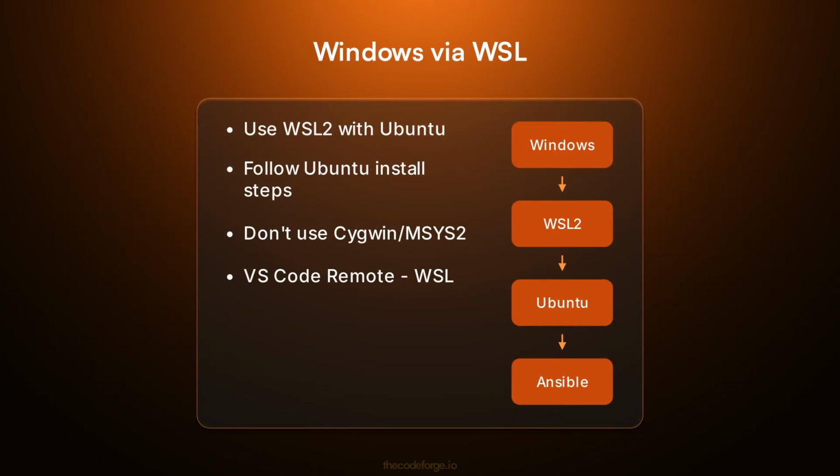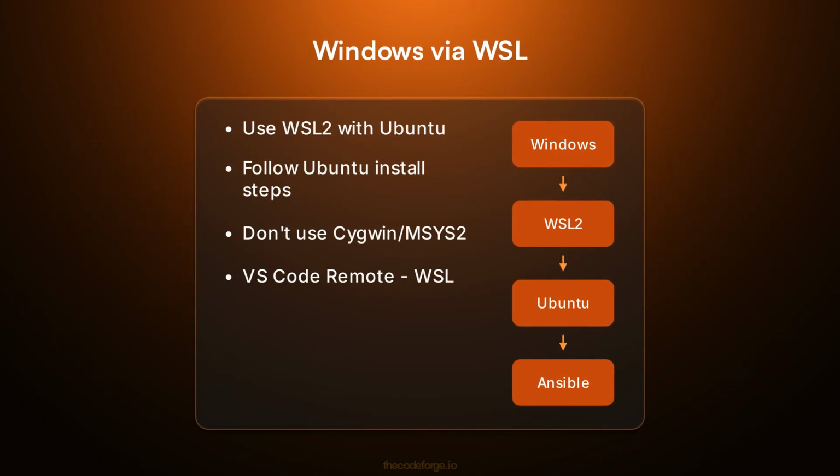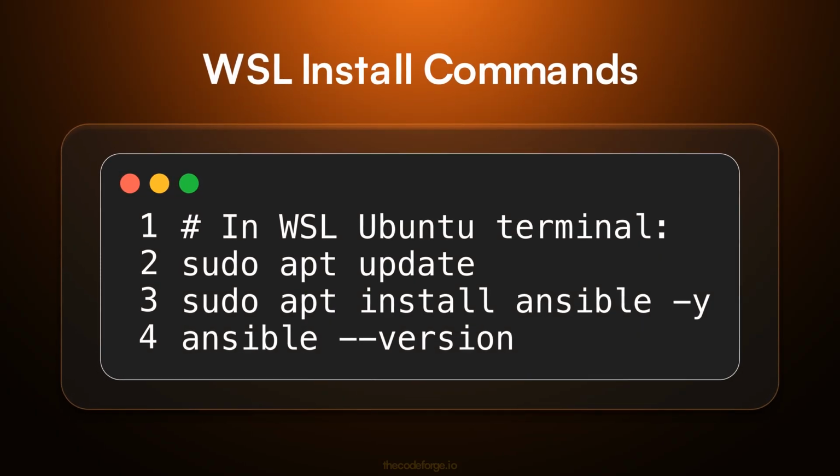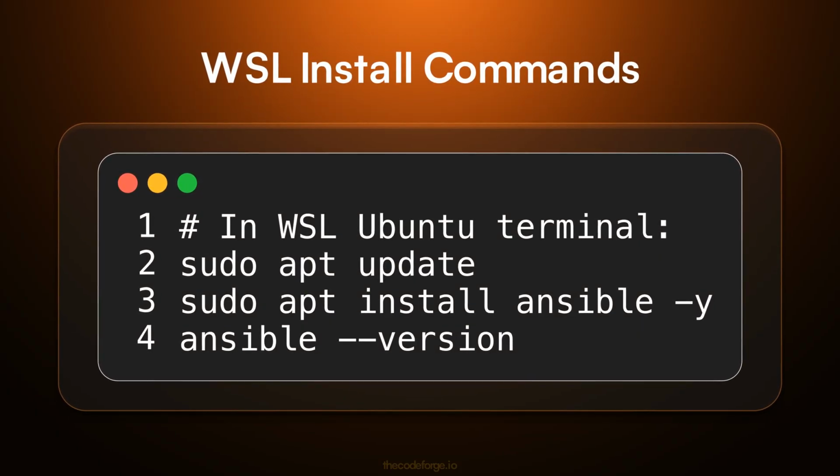Ansible doesn't run natively on Windows. Use WSL2 with Ubuntu, then follow the Ubuntu install steps. Avoid Cygwin or MSYS2. Inside your WSL Ubuntu terminal, run these commands to install Ansible.